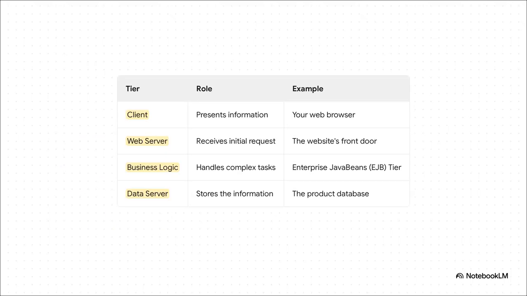The client, that's still your browser. The web server, you can think of that as the front door. But for a really complex task, the request might get passed to a business logic tier. This is the specialist. It's the one that handles stuff like checking if a product is in stock or applying a discount code. Once it figures that out, it then grabs the final info from the data server, whose only job is to store and retrieve information. Splitting up the work like this makes the whole system way more powerful, efficient, and secure.